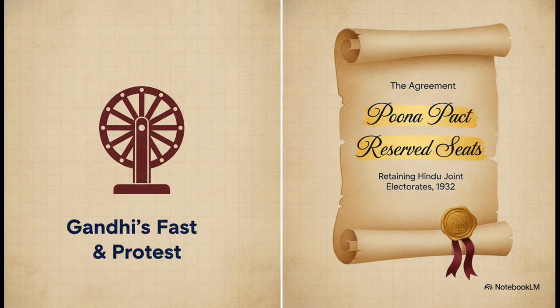In response, Mahatma Gandhi undertook a fast unto death in Yerawada jail in Pune. This extreme, high-stakes pressure resulted in the Pune Pact, a historic agreement with Dr. B.R. Ambedkar that retained Hindu joint electorates but provided reserved seats for the depressed classes instead.